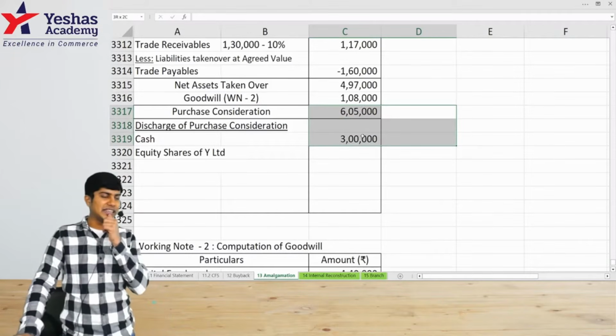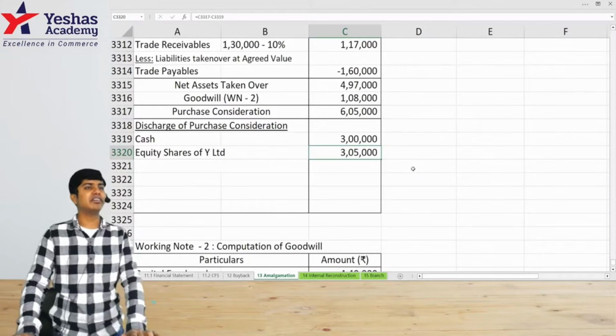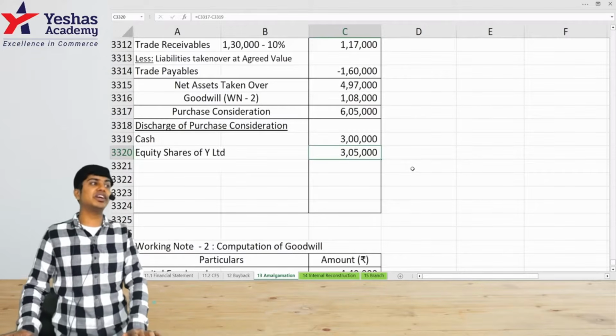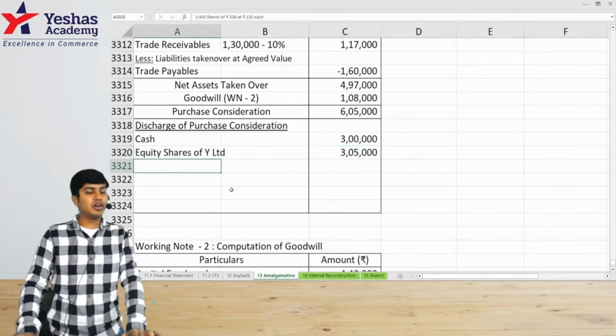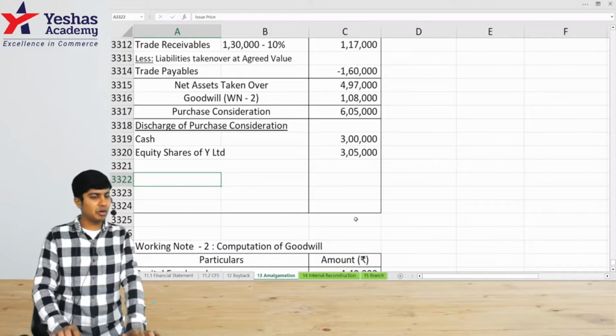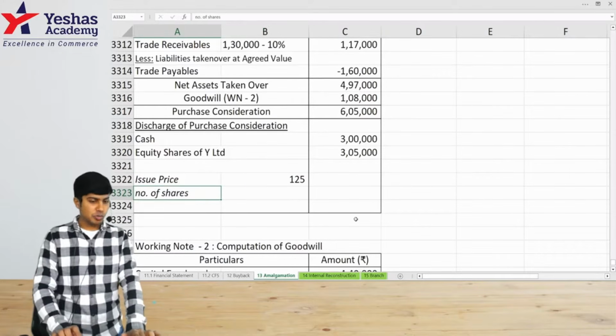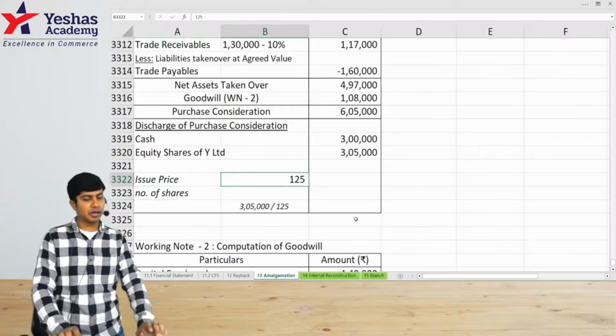6,05,000 is settled by 3,00,000 rupees cash. Balance to be given by equity shares is 3,05,000. This is not 3,05,000 shares. It is 3,05,000 rupees. What is the nominal value of the shares? Nominal value is 100, but issue price is 125. Number of shares to be given is 3,05,000 divided by 125.